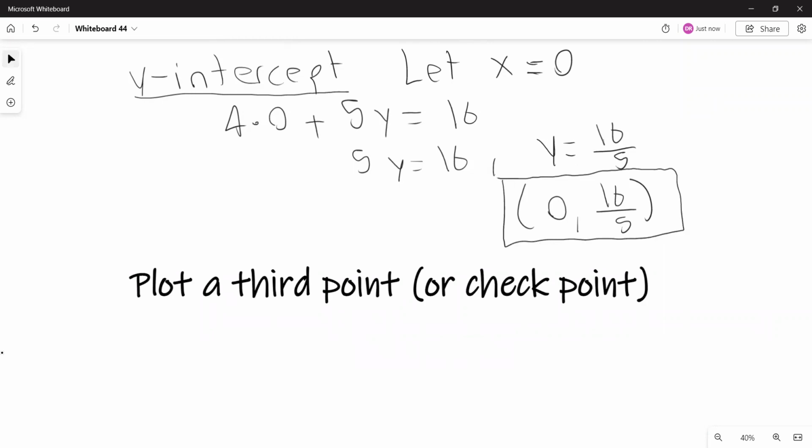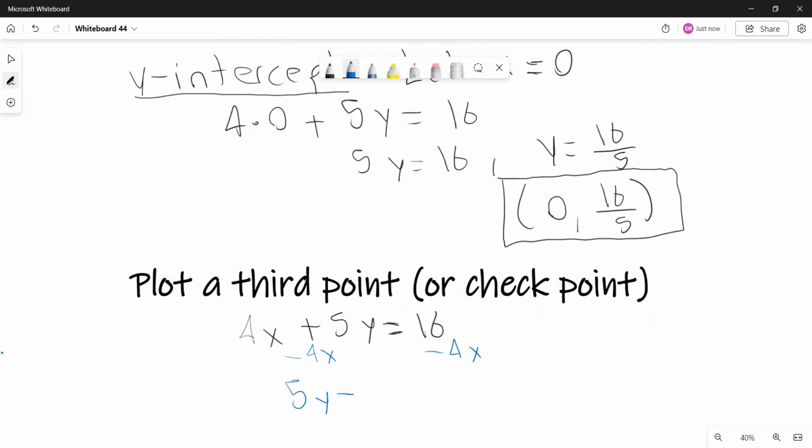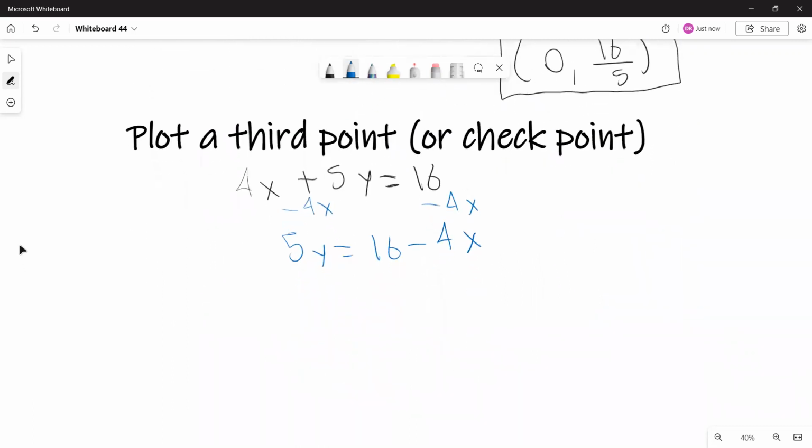So let's write again the equation. The equation was 4x plus 5y equals 16. Okay, so this is what we can do. We can solve for y, or not even for y. Let's just write 5y on the left side. So I'm going to choose an x value so that the y value is a multiple of 5.